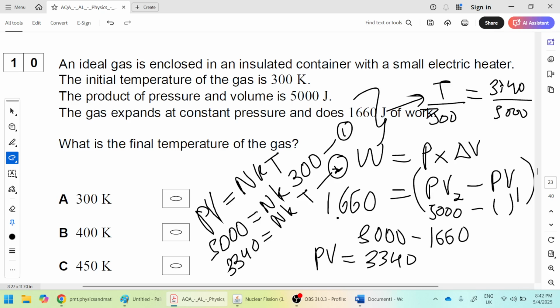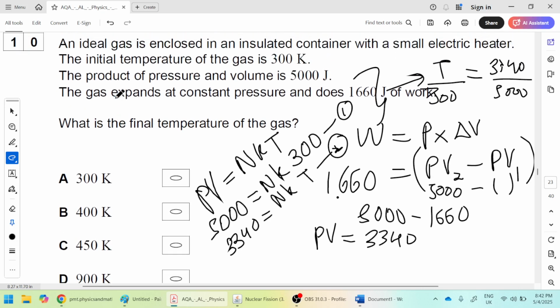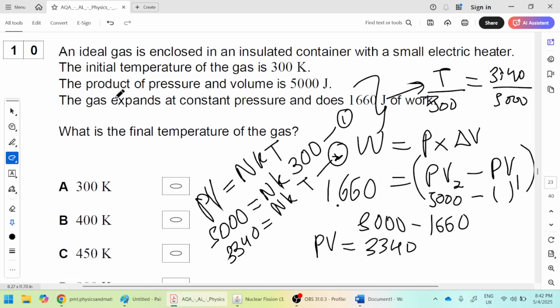100, which is not the answer. That's bad. So let's backtrack. Electric heater. Oh, there's a small electric heater. I forgot about that.